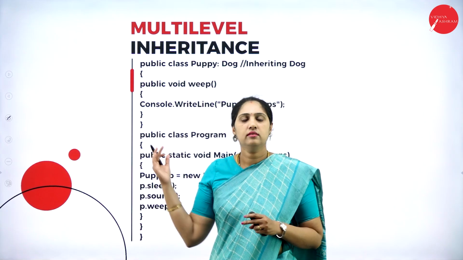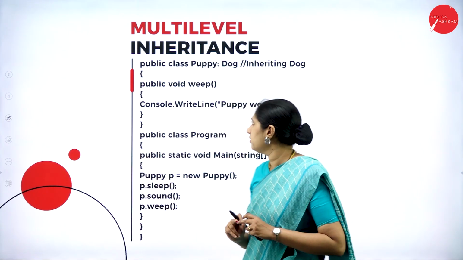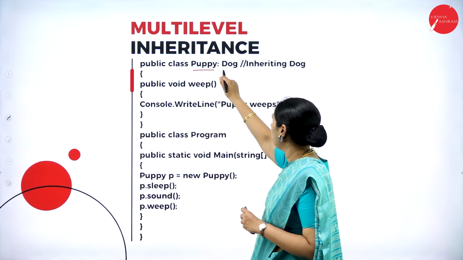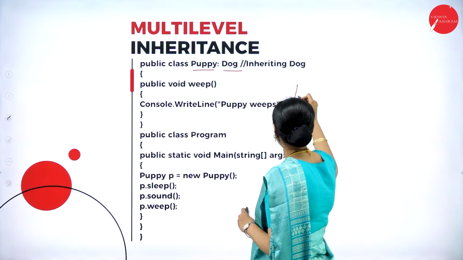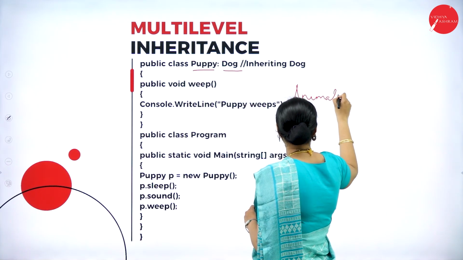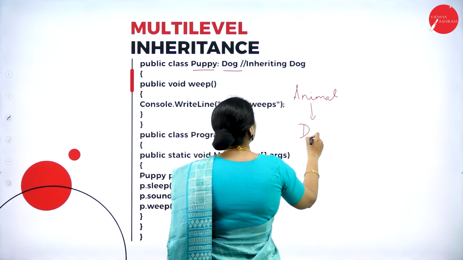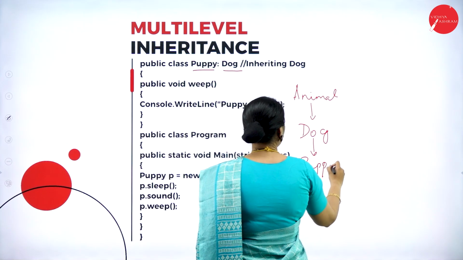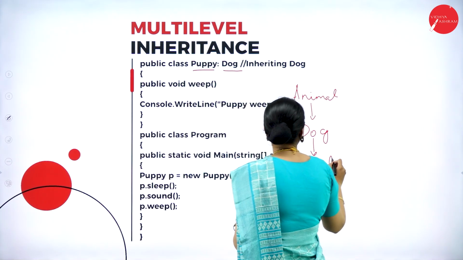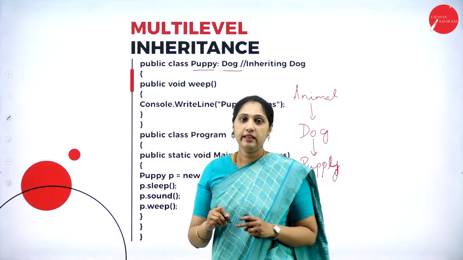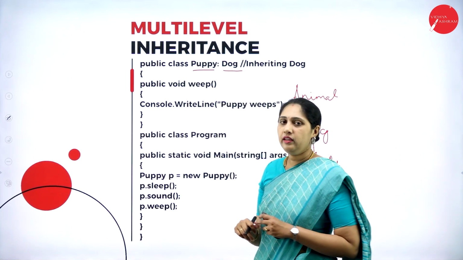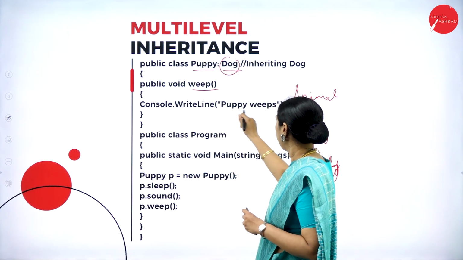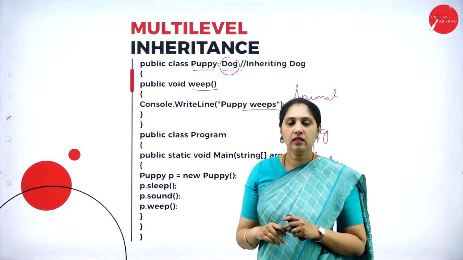We should write another class, otherwise it will be only single inheritance. So what is the class? Say class puppy. It is inherited from dog. So you can see the classes: first we took animal, animal is inherited, we got a dog class, and from the dog class you got a puppy class. So you can see the levels, and this is nothing but multi-level inheritance. The puppy should inherit from dog, and you have a method weep. So the puppy weeps. It doesn't bark in the beginning, it weeps.